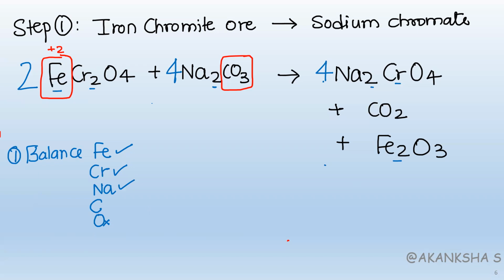Let's see carbon. Carbon is 4 over here, only 1 over here. You add up the coefficient 4. Okay. Finally, we are left with oxygen. One by one, you just need to justify the numbers.